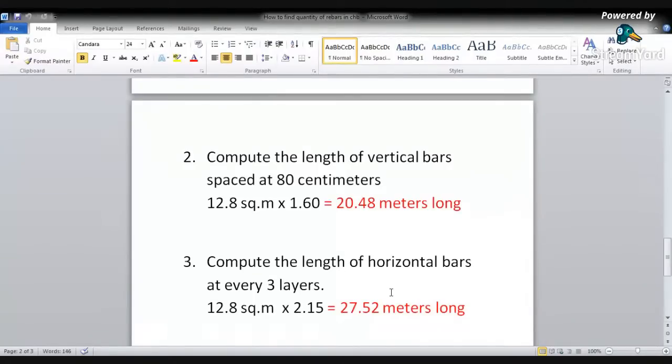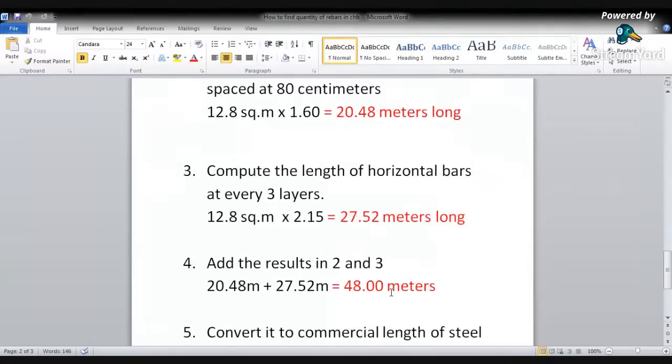So now you have the quantity of vertical bars, how many meters you need in the vertical bars, and how many meters you need in horizontal bars. So you need to add these two. 20.48 meters for the vertical bars, plus 27.52 meters for the horizontal bars. So the total is 48 meters.